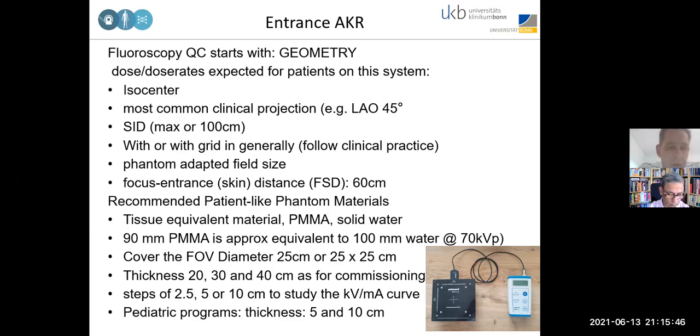Be aware that 90 millimeters of PMMA is approximately equivalent to 100 millimeters of water at 70 kV. Cover the entire diameter or the squared field. The patient thicknesses you should use are 20, 30, and 40. If you're in pediatric programs, I would add 5 and 10. Use steps of 2.5, 5, or 10 centimeters to study the kV-mA curve.